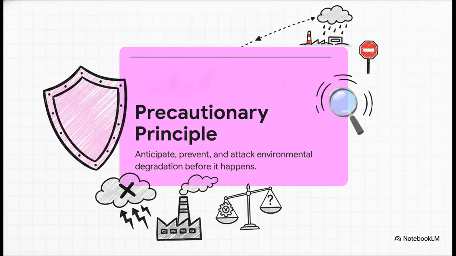First up is the Precautionary Principle. The mandate here is to anticipate, prevent, and actively attack the causes of environmental degradation.